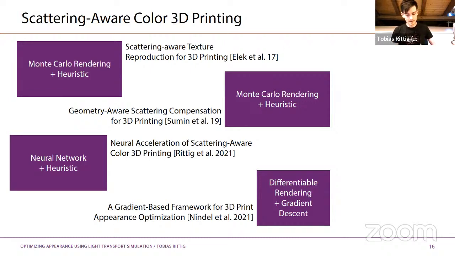And then in the last paper, we took the knowledge of all this previous work, but we started from scratch with a completely new approach and used differentiable rendering for optimizing the 3D printouts together with a gradient descent optimizer. So there's no more heuristic in play, but actual gradient descent optimization.